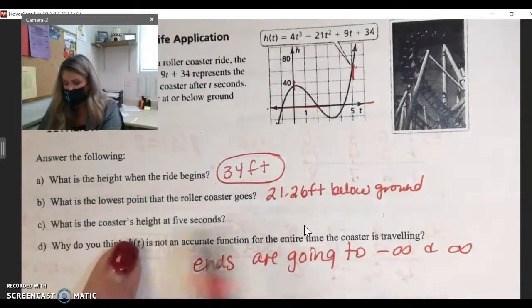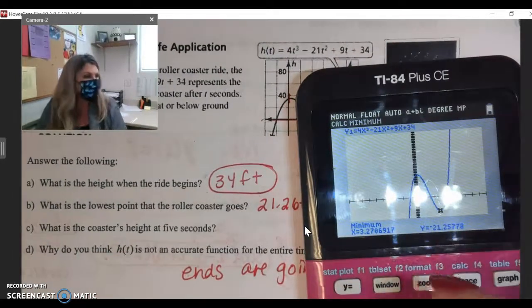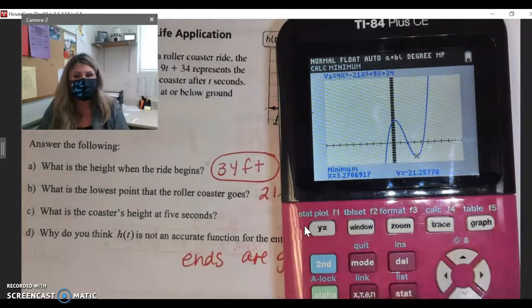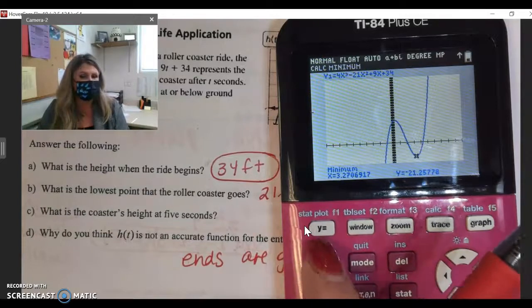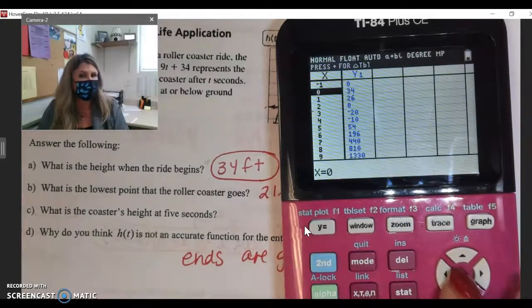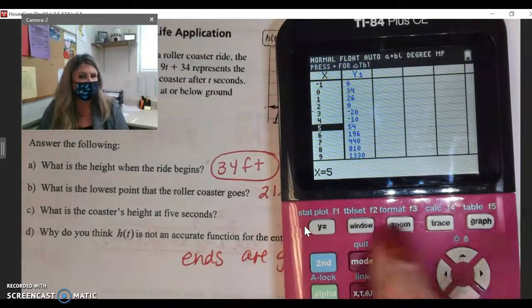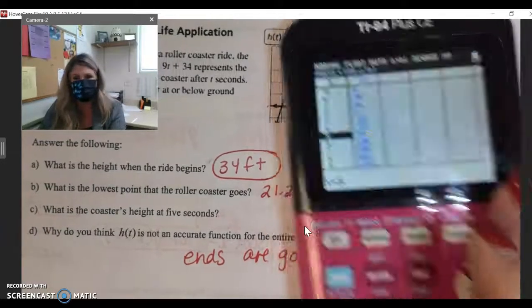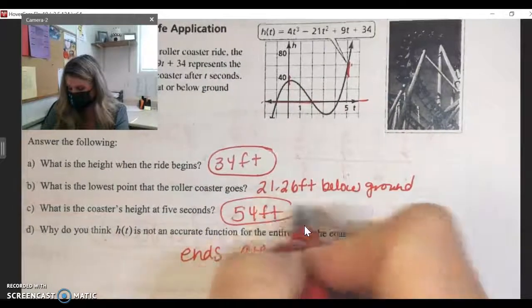Then it says, what is the coaster's height at 5 seconds? What would I do to figure that out? I can choose values and then say 5. Yeah, so I can plug in 5. There's a couple of ways to do this. Here's the way I like the best, is just to look at the table. Do you guys see that? Second graph takes me to the table, and I can see that when t is 5, I can see what the height is. So that's a nice feature. So 54 feet up in the air.